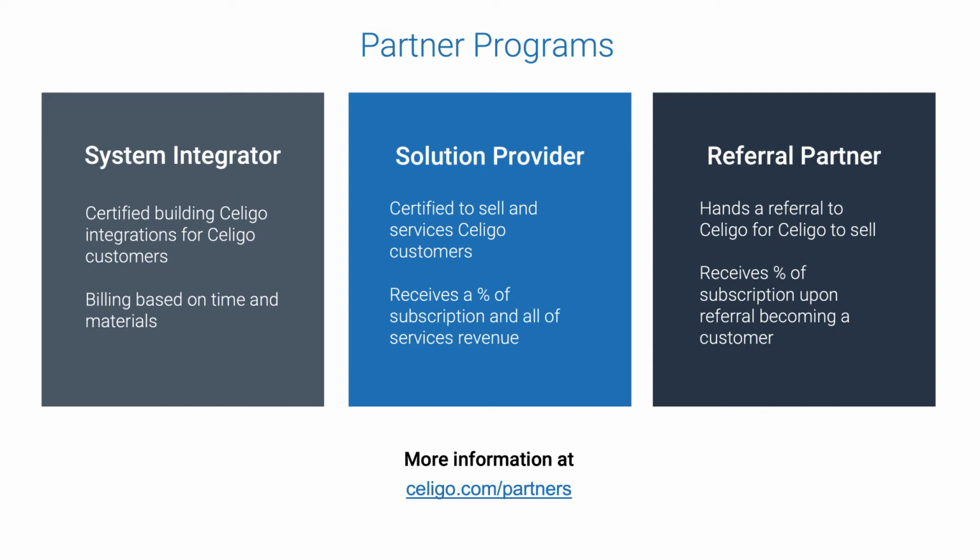We also have a solution provider program in which not only are you able to service Celigo customers, but you're also able to sell Celigo products, and you receive a percentage of the subscription and all the services related to that particular opportunity. And finally, we have a regular referral partner program in which Acumatica Partners can simply refer some opportunity to Celigo for Celigo to sell, in which case the partner will receive a percentage of the subscription upon that referral becoming a Celigo customer.